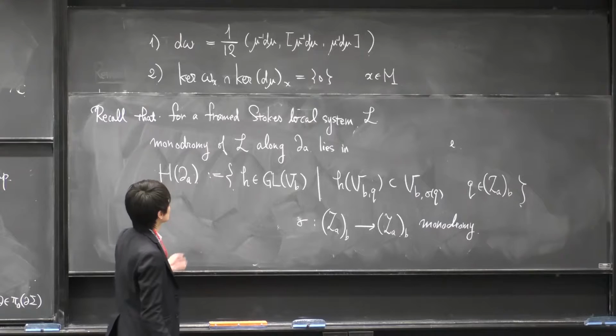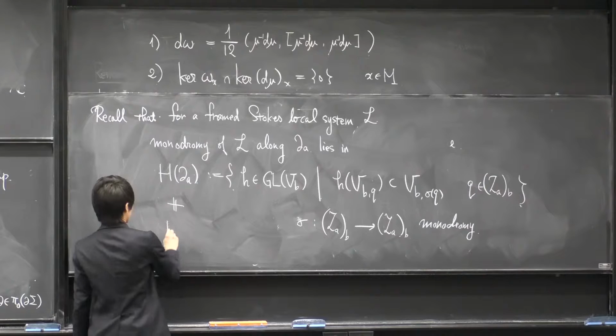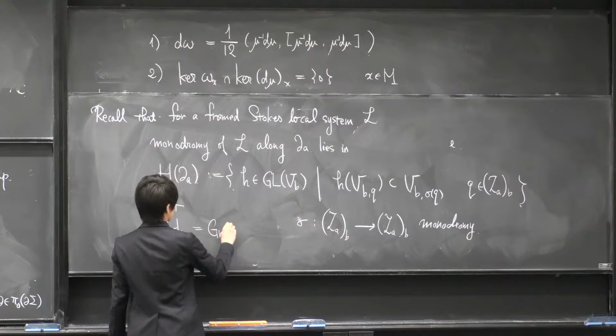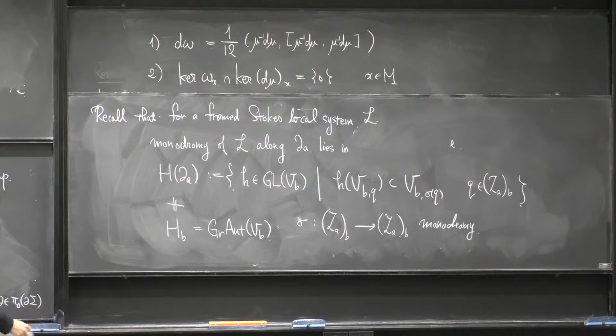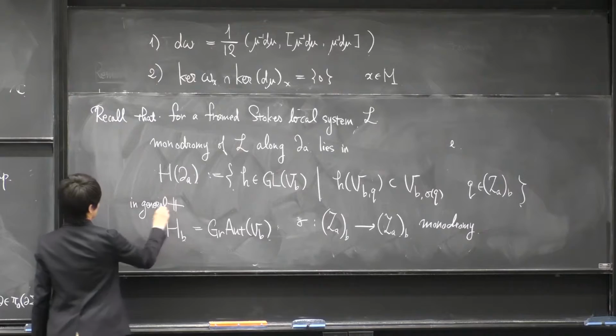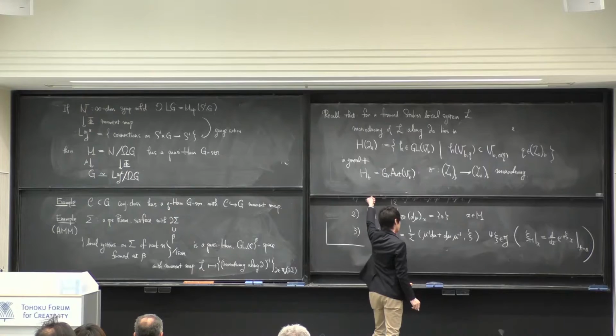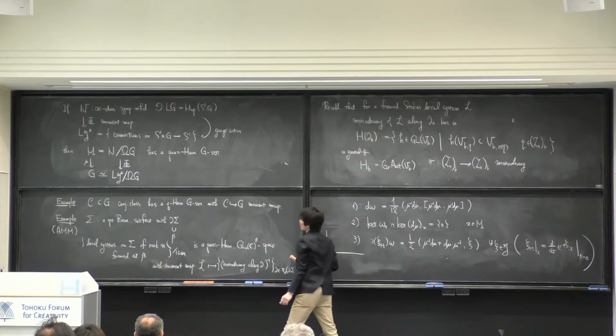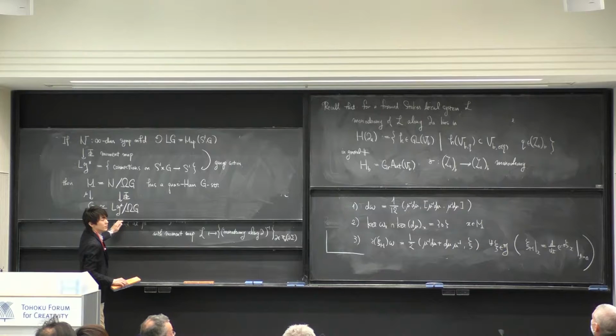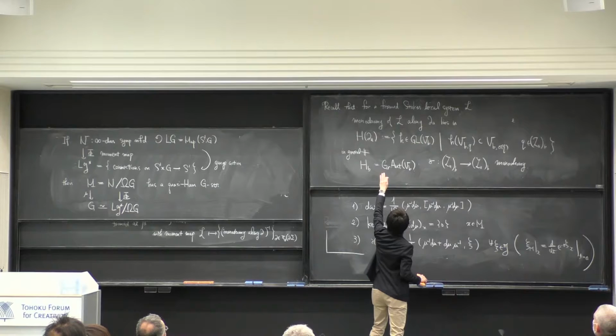In general, this is not the group H_B. H_B is the graded automorphisms of V_B. So in general, they are different, and you cannot expect that our space is quasi-Hamiltonian. They are isomorphic as varieties, but yeah.